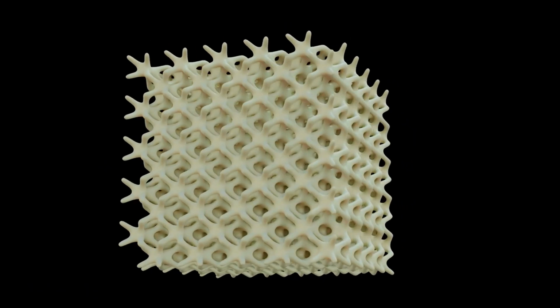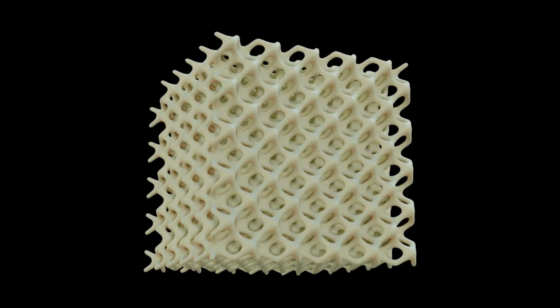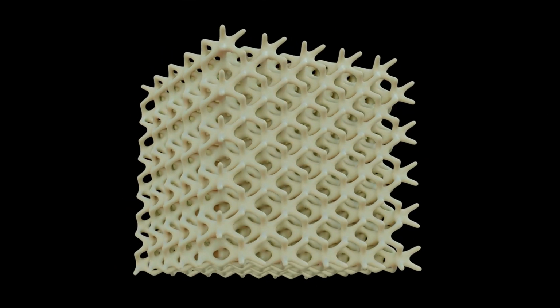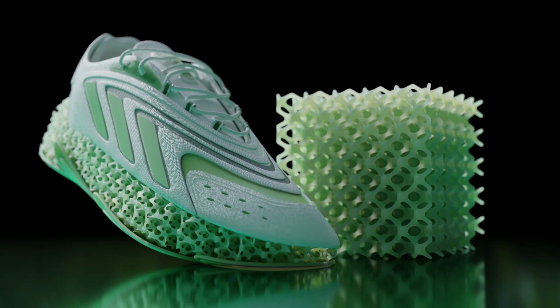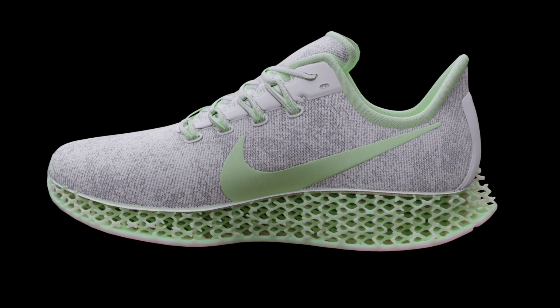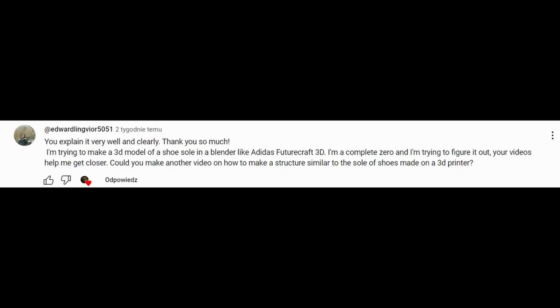So the first part will be about creating this 3D pattern, and we will just use the default cube for that. And in the second part we will modify this geometry node setup to enable it to work on any given mesh. And today's tutorial is inspired by this comment.